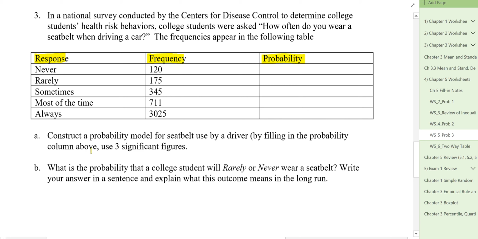Part A says construct a probability model for seatbelt use by a driver. Now, a probability model means that, given all possible outcomes listed here, if I add up all the possible outcomes, the probability column should be 1, and round to 3 significant digits. Probability is the same thing as relative frequency, in the way of calculating. That is the frequency over the total. So the total here, if we add them all up, you get a total of 4,370. Let me write total.